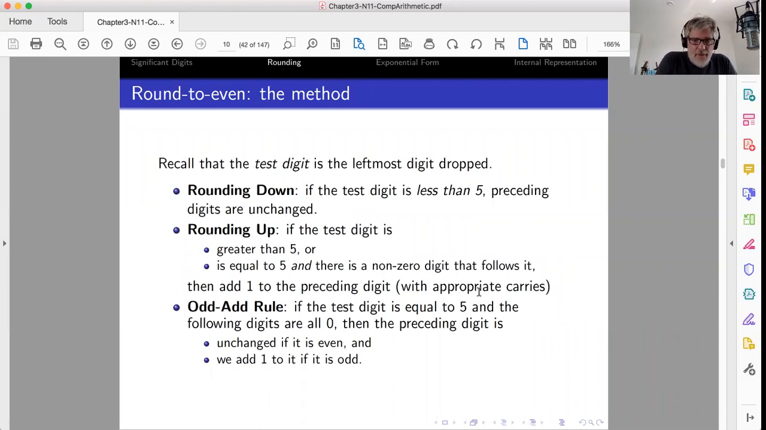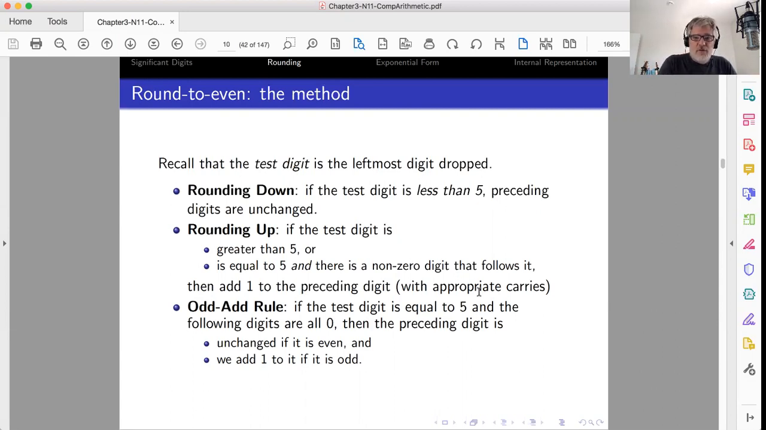When do we round down? You look at the test digit. If it's less than 5, then nothing changes. You just drop the digits and that's it. That's like the normal way of rounding. Rounding up: suppose that your test digit is bigger than 5, or is equal to 5 and after that there's a non-zero digit. Then you round up, which means that you add 1 to the preceding digit. This is exactly the same as we would do in normal rounding.